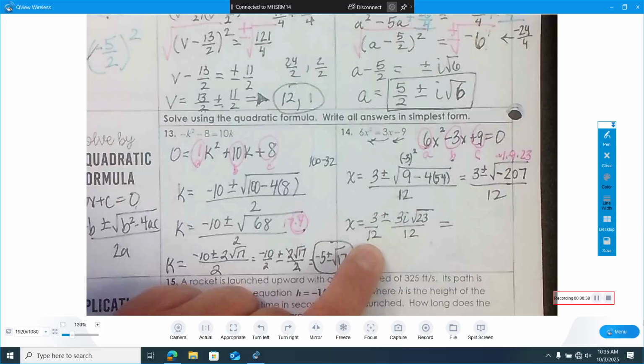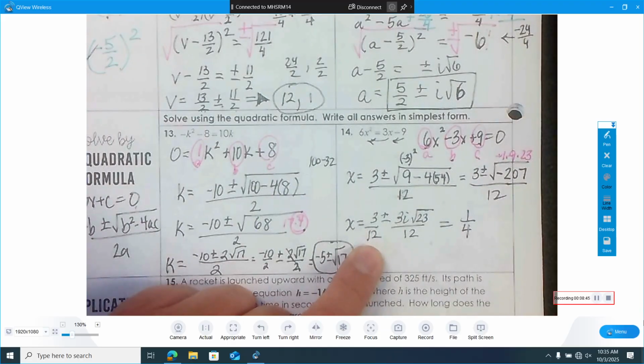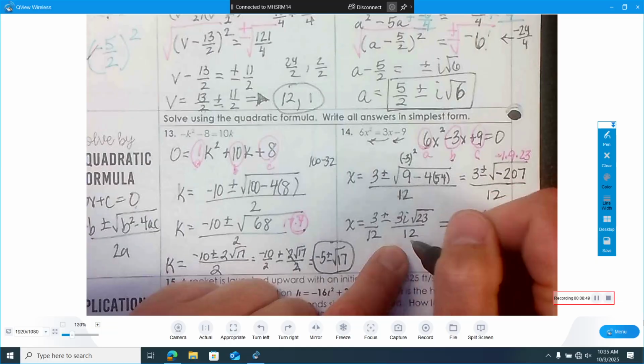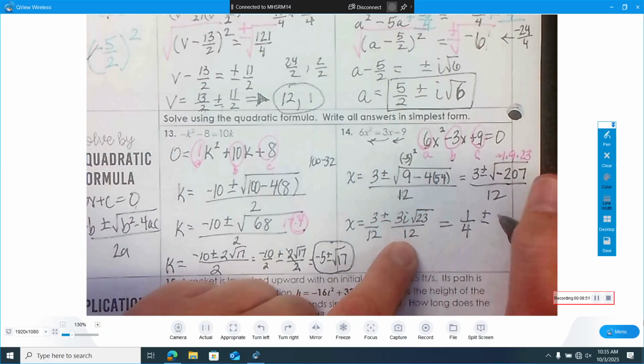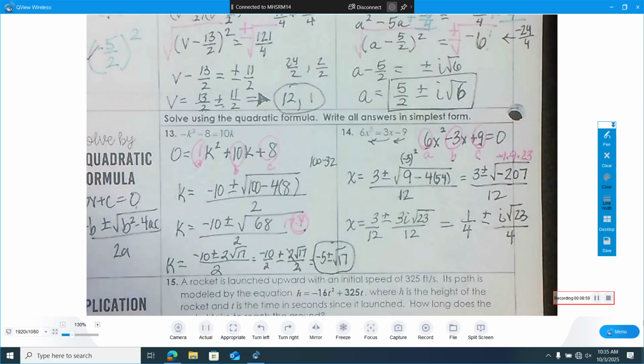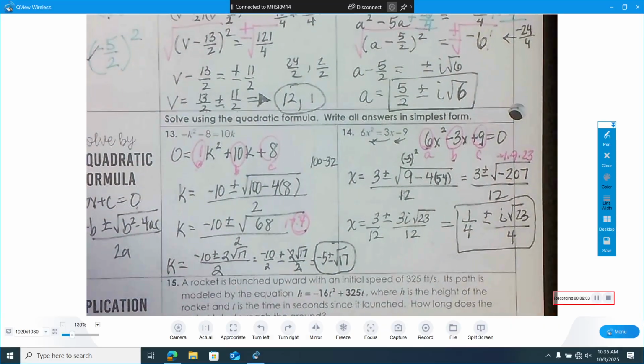3 over 12 becomes what? 1/4. We can divide top and bottom by 3. And then plus or minus, and again, 3 and 12 become a 1 and a 4. So i radical 23 over 4. You can write it that way, which is a great answer.